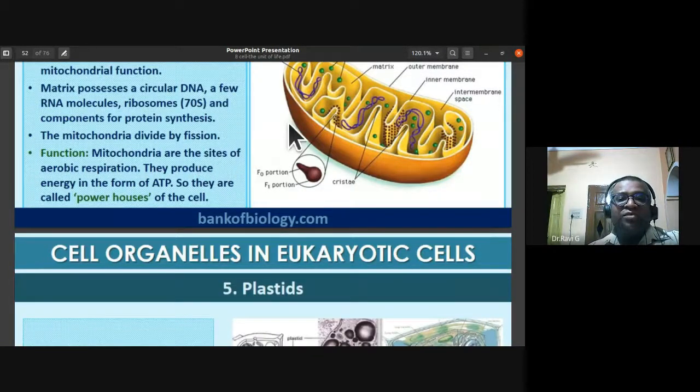The functions of mitochondria are, they are the site of aerobic respiration. They produce energy in the form of ATP. So they are also called the powerhouse of the cell.